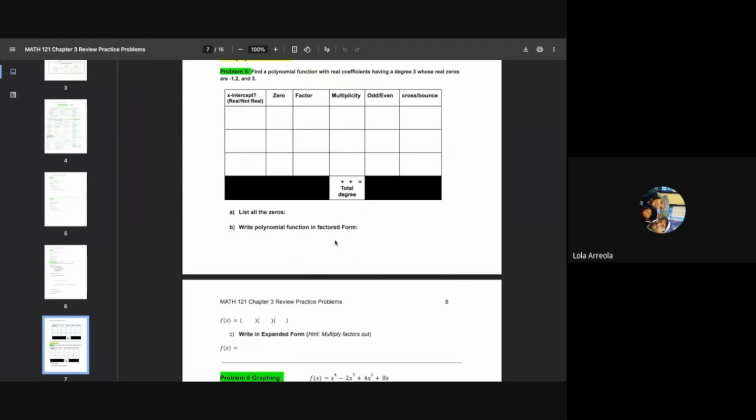It's easiest to go from the zeros to factored form because we can then write, again, if r is a zero, x minus r would be the factor. So automatically we have the factors if we have the zeros. The only thing that takes maybe a little bit of time is expanding.